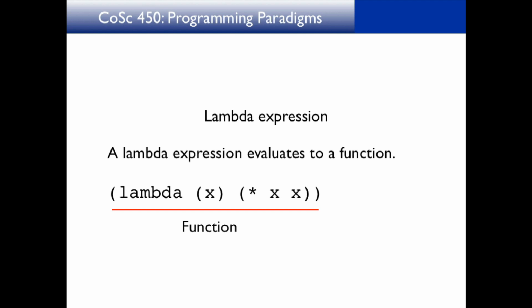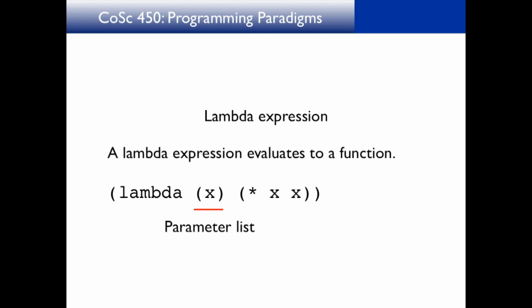So when we typed parentheses lambda, parentheses x, and then parentheses times x x, close paren, that whole thing is a function. And the way it works is this: after the word lambda comes a pair of parentheses inside which there is a parameter list. And then what comes in the rest of the lambda expression is what that function returns when you invoke it. Does everybody see how that works? So what we get from this is that lambda is a function that returns a function, which makes sense because what paradigm are we in here? The functional paradigm. Are you with me?